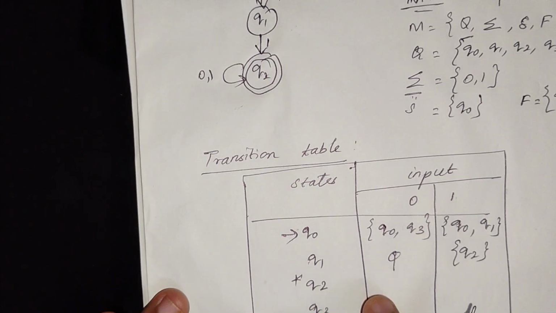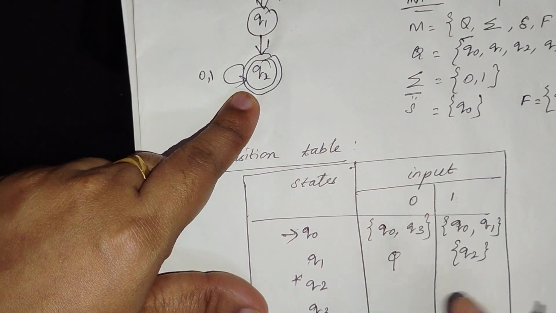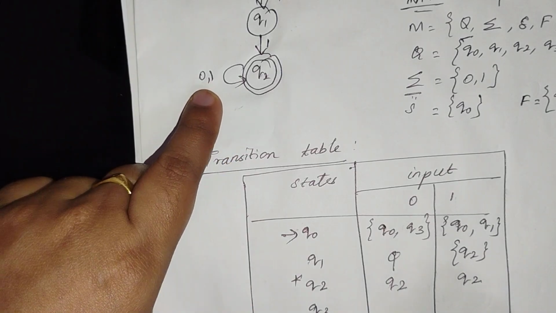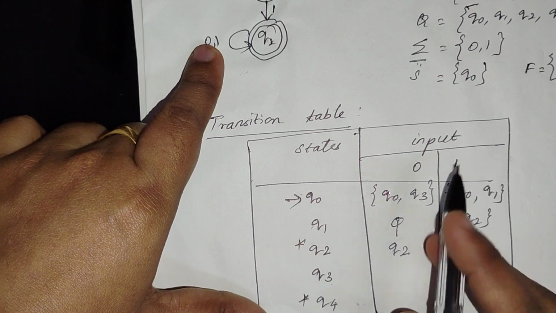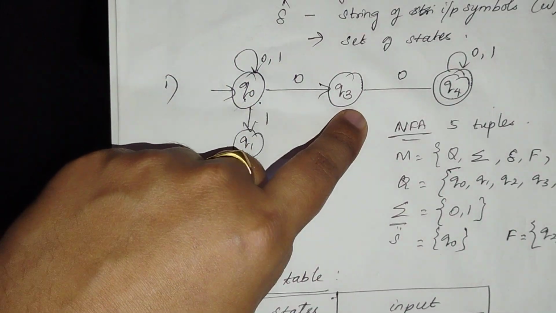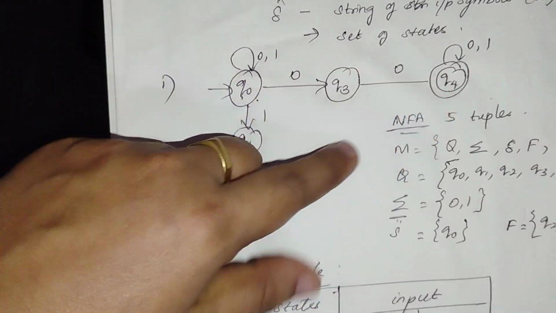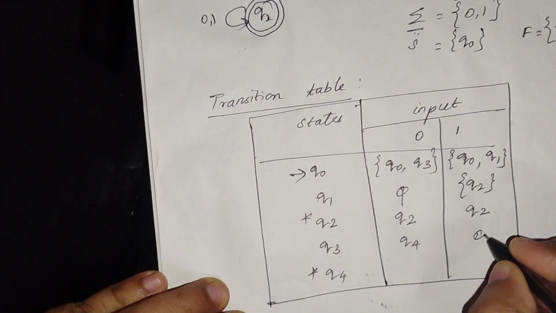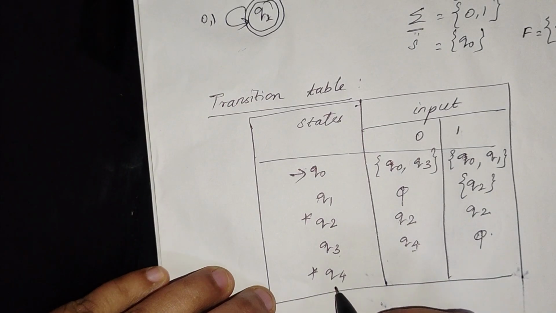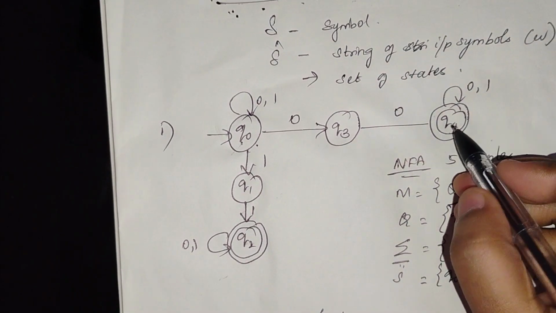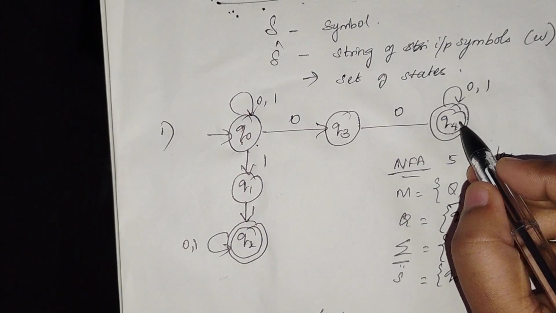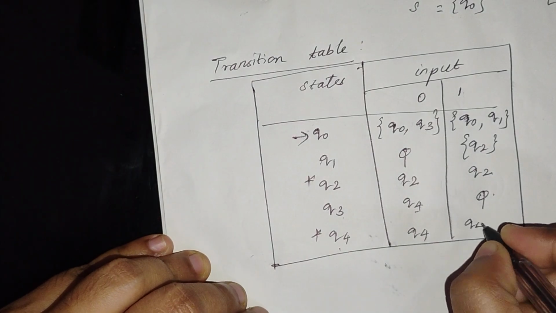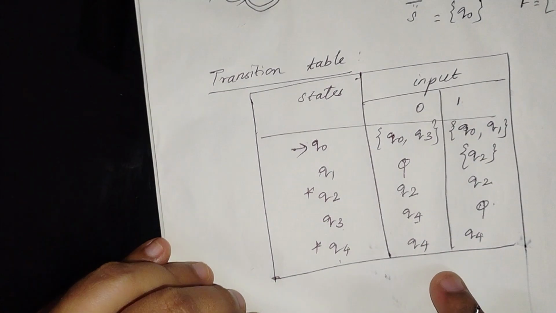Then for Q2, with the input symbol 0, it moves to the same state Q2, and with 1, also the same state Q2. Then for Q3, with the input 0 it moves to Q4, and with the input 1 there is no transition, so we enter empty. Then for Q4 with the input symbol 0, it moves to Q4, and with 1 it also moves to Q4. So we have drawn the transition table from this transition diagram.